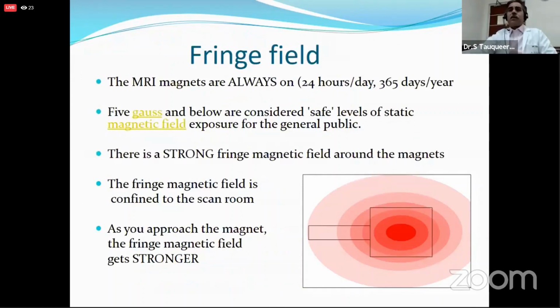There is also something called the fringe field. The fringe field is there because the magnet is on all the time, and it can spread beyond the core of the magnet. It can be within the MRI suite room, and sometimes it can extend beyond the MRI suite room also. So you have to be very clear in your mind that the fringe field is active all the time, and it has a force which can be even beyond the core of the magnet.